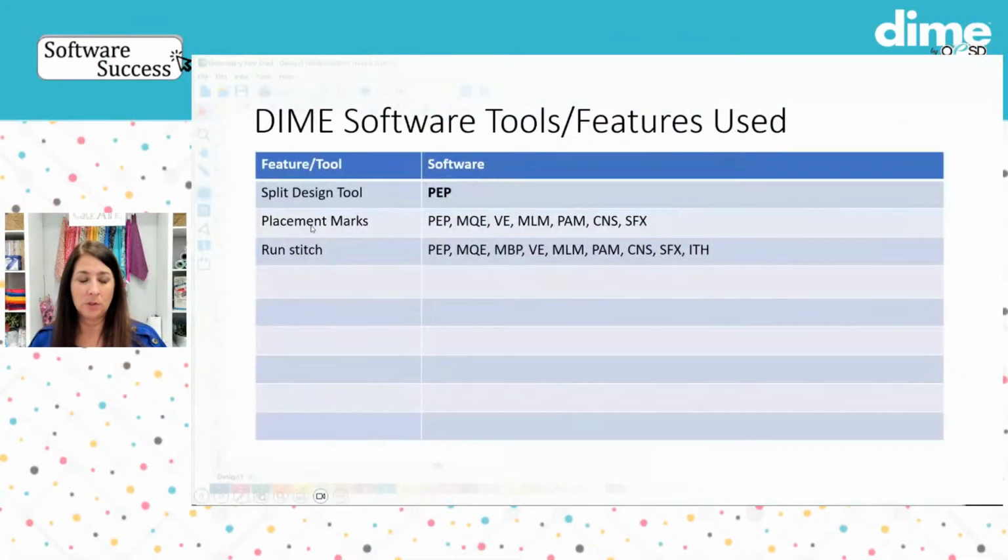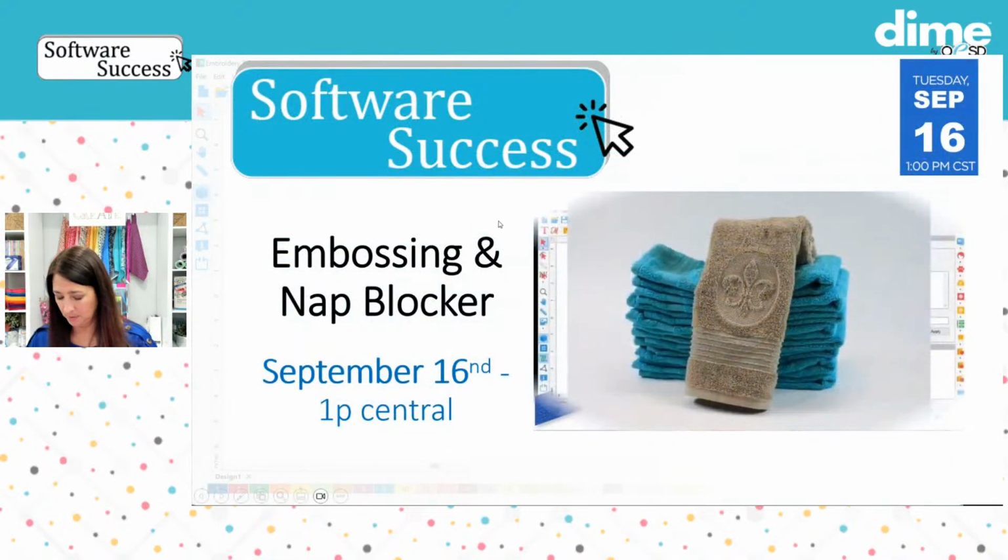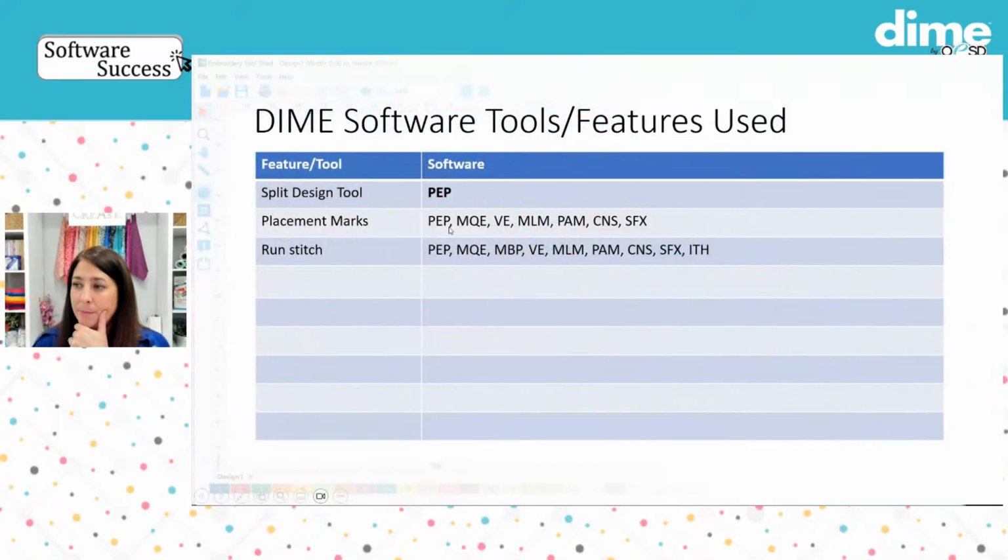Okay, so now that we've seen that process, let's talk about those placement marks. Let me go back over here and we'll talk about where they come from. And then we'll talk about what else you can do to split up a design. Those placement marks are in these programs here: Perfect Embroidery Pro, My Quilt Embellisher, the Vintage Embroidery, My Lace Maker, Patch and Applique Maker, Cut and Stitch, and Special FX all have those placement marks.